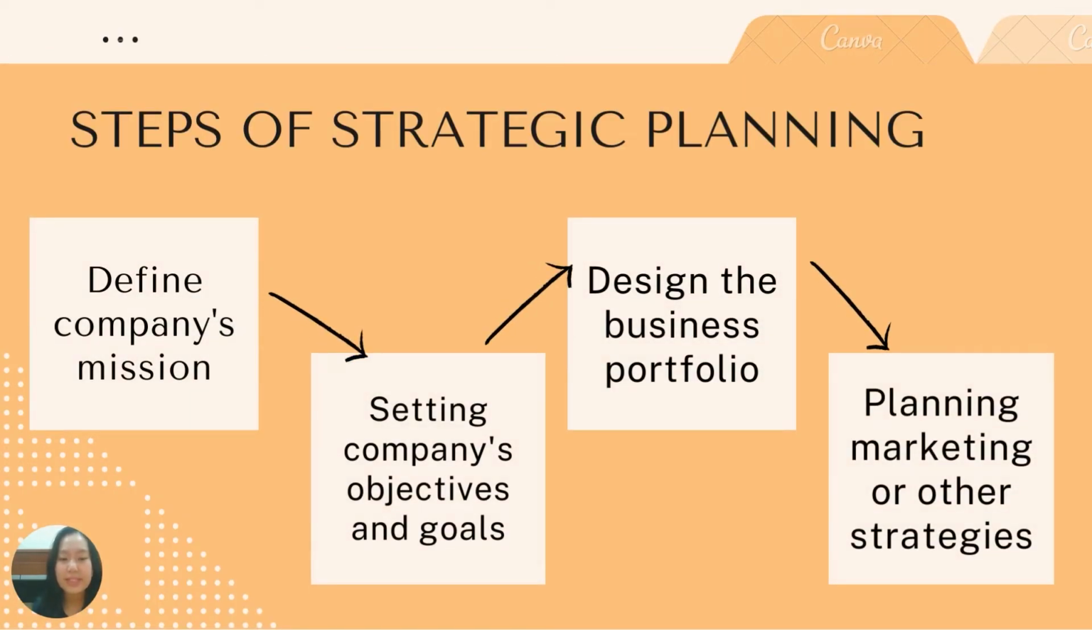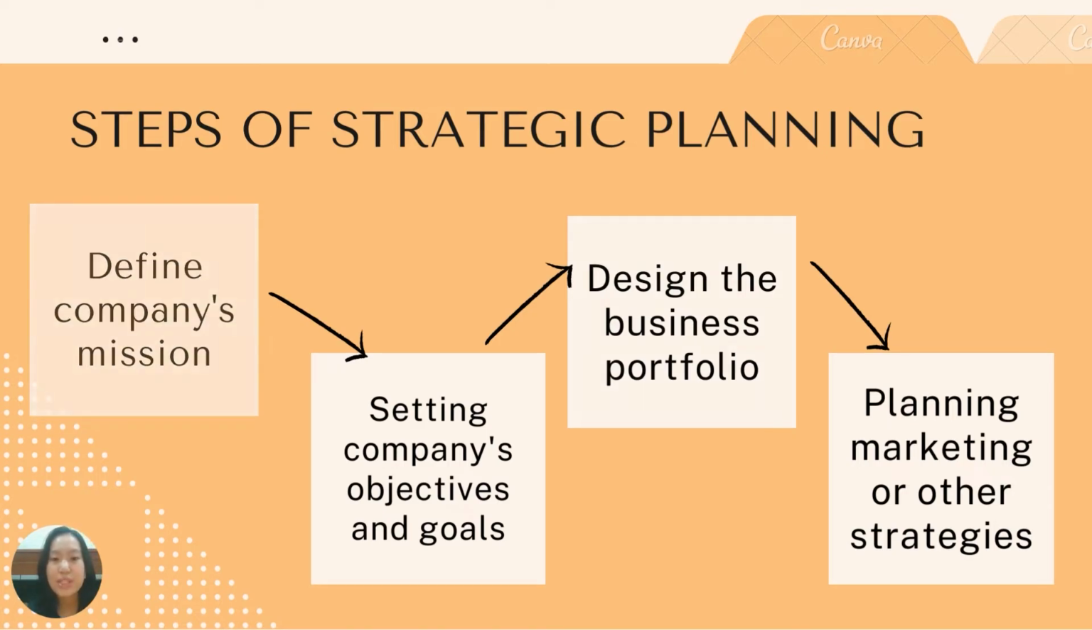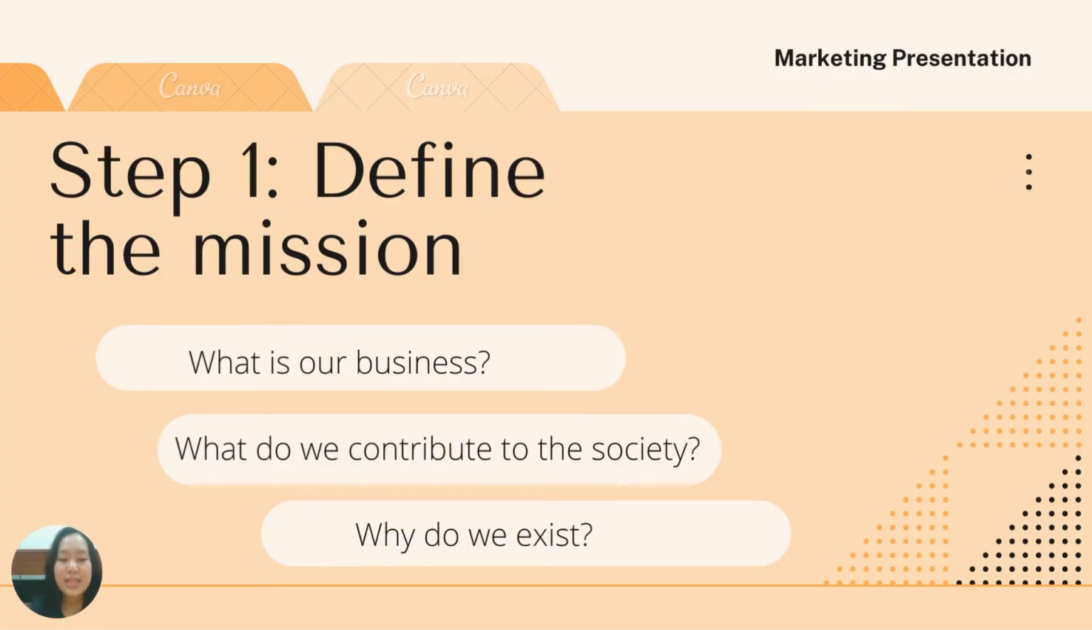There are four main steps in the process of strategic planning. First of all, a company needs to define the company's mission. Secondly, to set the company's objectives and goals. The third step is to design the business portfolio. And finally, a company may proceed to do other plans like marketing plans or other types of strategies. Let's take a look at the first step of this process, to define the mission.